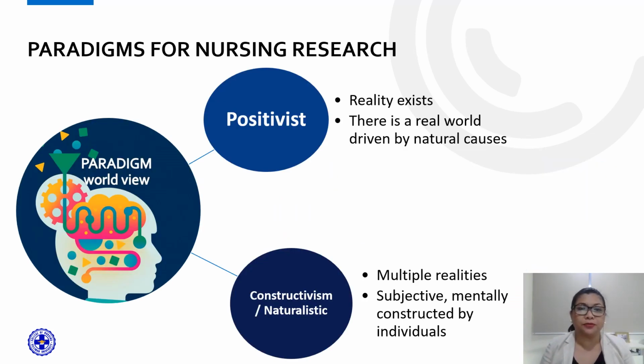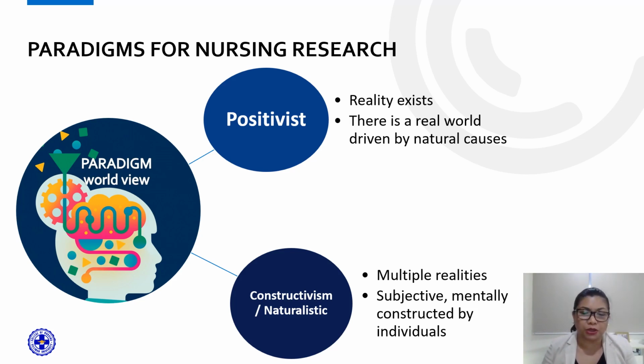So, paradigms for nursing research. There are actually two main paradigms in nursing research, the positivist and the constructivist, or the older name, naturalist. In many Polit and Beck books, they use naturalistic paradigm, but in the newer versions, they use constructivism. Okay, positivism is a kind of paradigm that says there is a reality that exists. There is a real world driven by natural causes.